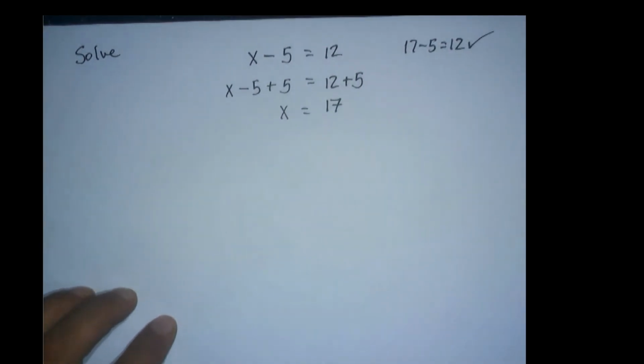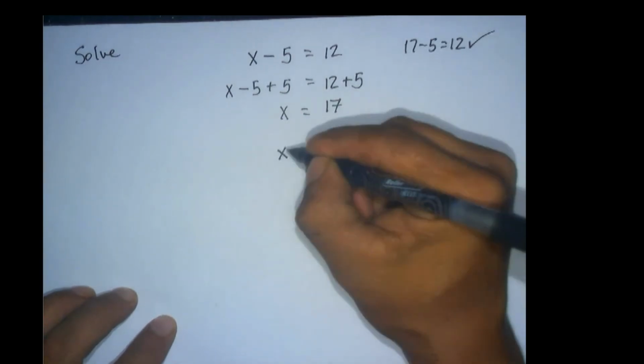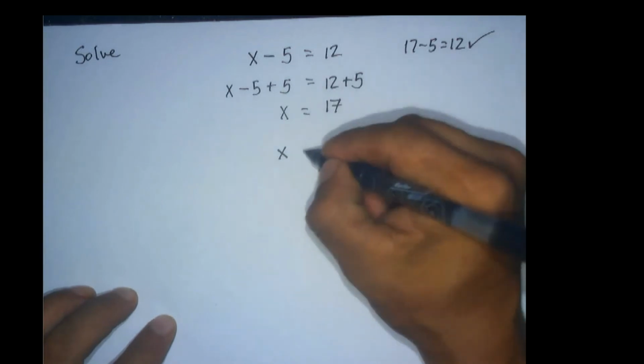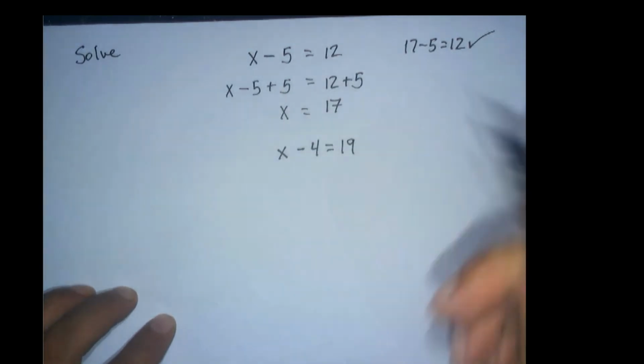Oh, God. Yours is... I meant that about my next one. I give you an easy one, and I get a hard one. X minus 4 equals 19. Okay.